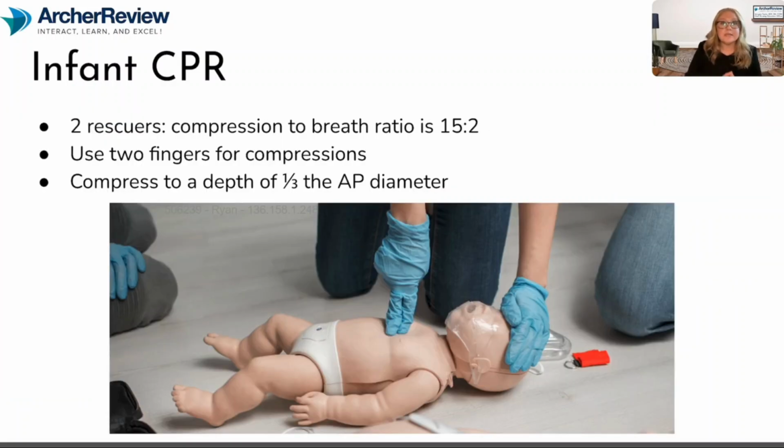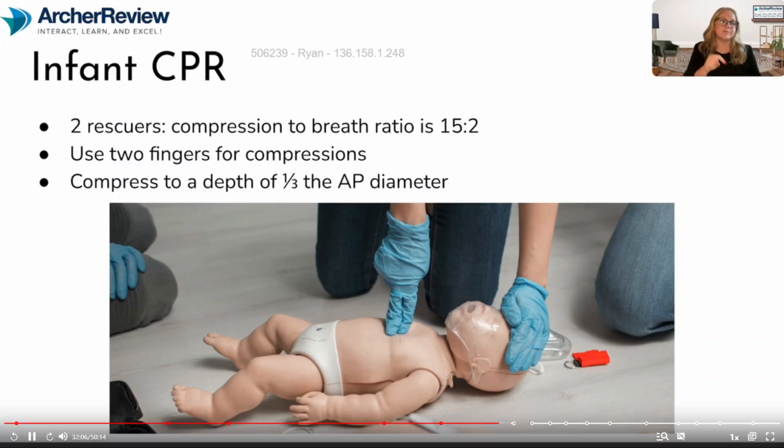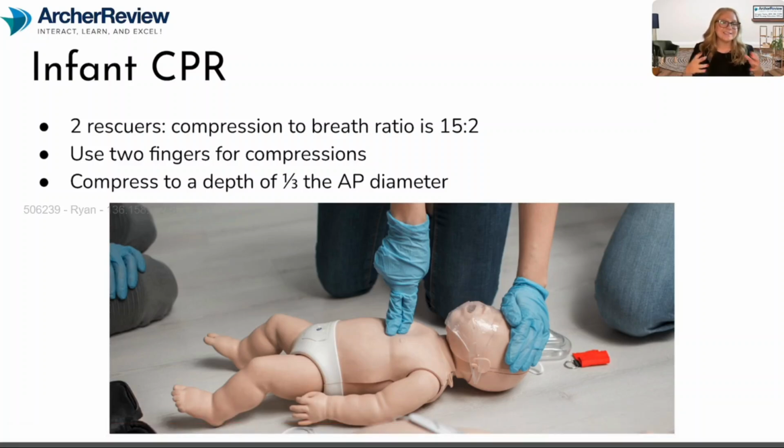There are some key differences for infants. If you have two rescuers, instead of doing 30 compressions and then 2 breaths, the ratio changes. Now we will do 15 to 2. Instead of using your palms, we'll use 2 fingers like you see below in this photo. And instead of compressing to a depth of 2 inches, we're going to use a depth of about 1/3 their anterior posterior diameter. That's their chest wall from front to back.